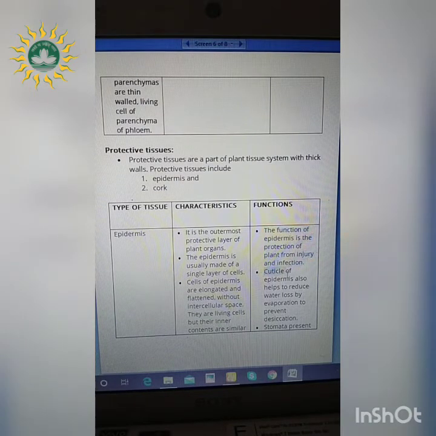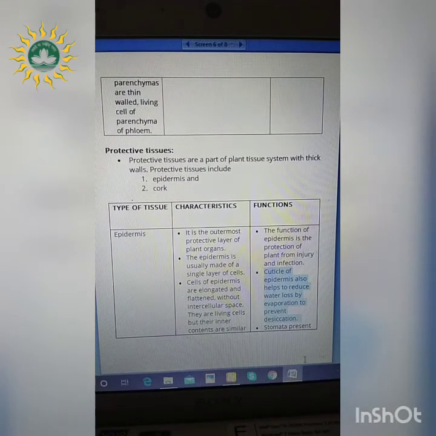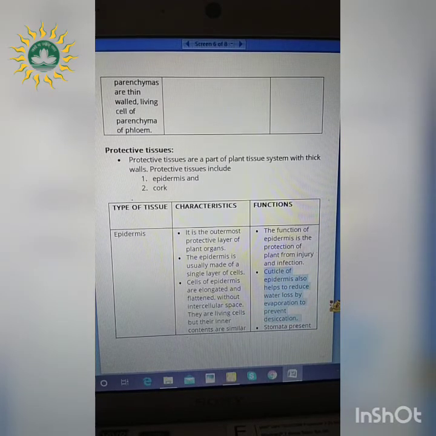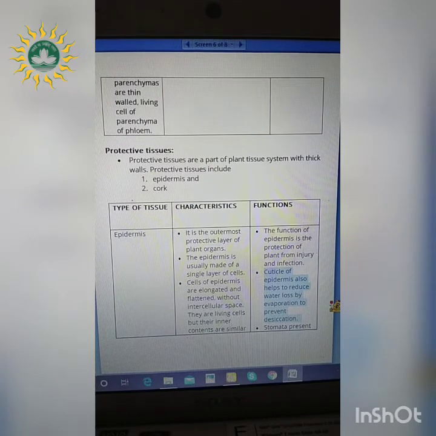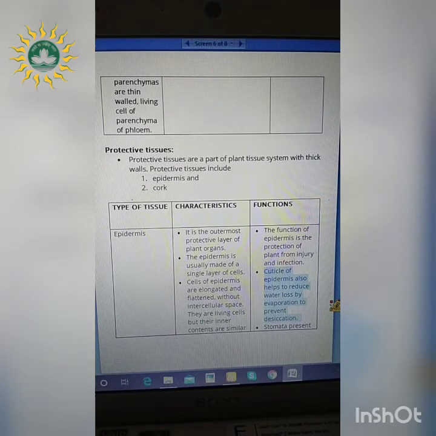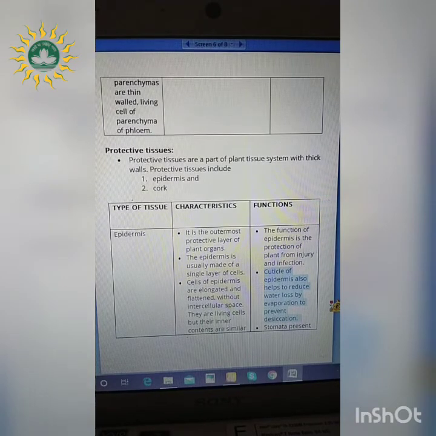Secondly, the cuticle of epidermis also helps to reduce water loss by evaporation to prevent desiccation. I was just now telling about the water loss. This water loss is also being prevented by the help of the cuticle of epidermis. Now what is this cuticle? Cuticle is a waxy coating on the epidermal layers. So it is helping in the prevention of the water loss and thereby the desiccation is also being prevented. Desiccation means loss of water.